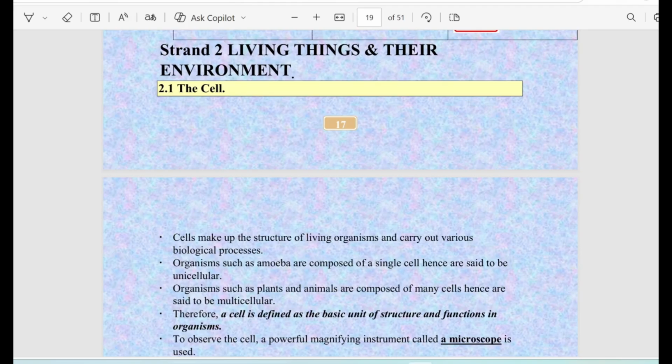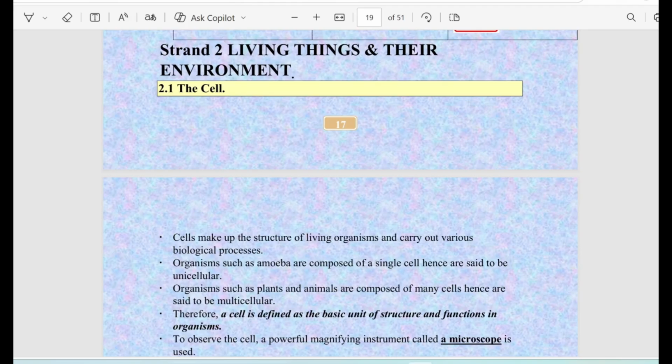Today I want us to learn about grade 8 work, specifically under the strand of living things and their environment. Before we start analyzing the cell, you find that a living thing is just a living organism, and this living organism is surrounded by both biotic and abiotic factors. So the surrounding of an organism is known as the environment.